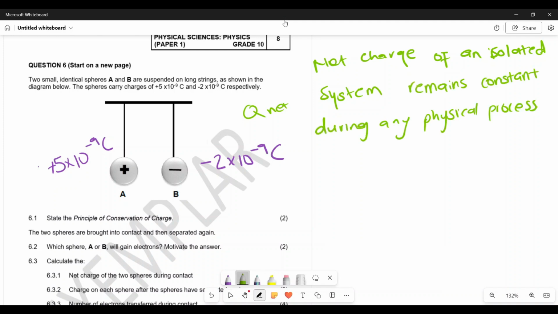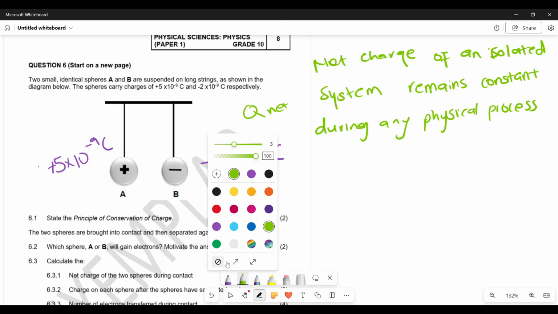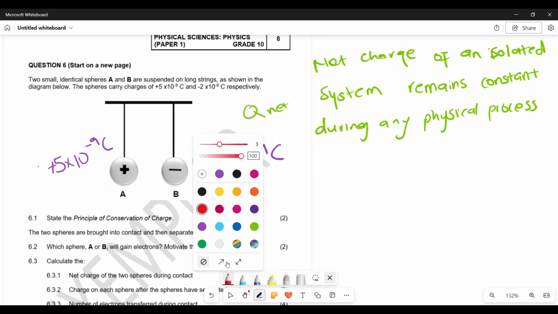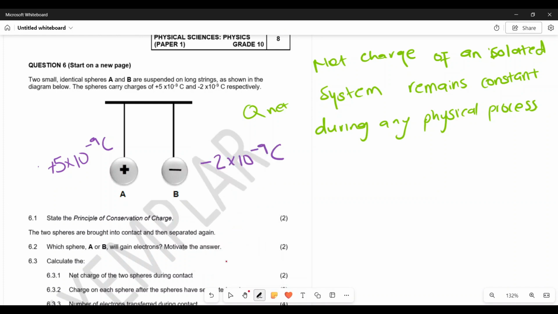All right. Now, moving on to the preceding questions that we were given. So now we are told that, all right, the two spheres are brought into contact and then separated again. Now, which sphere, A or B, would gain electrons? Now, let me explain what would happen. Now, when these two spheres come into contact, what would happen is that there would be transferring of electrons, right? So there would be transferring of electrons.